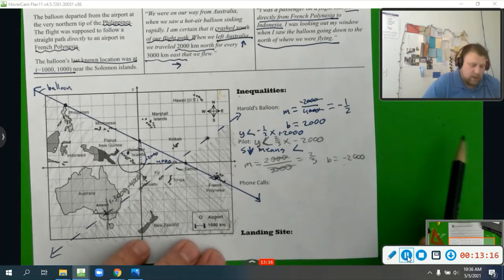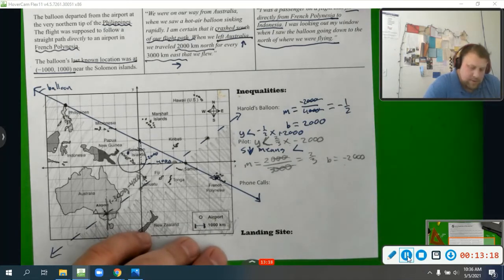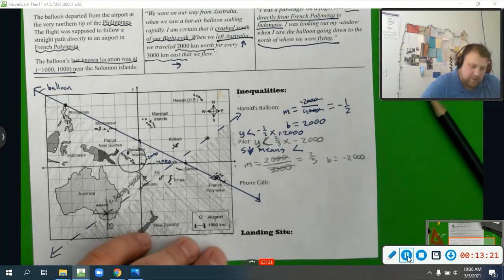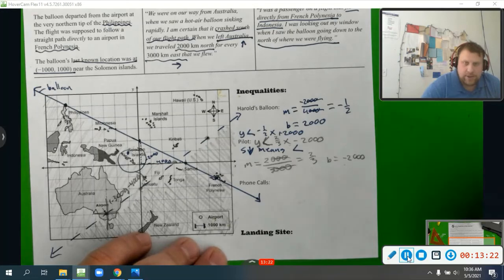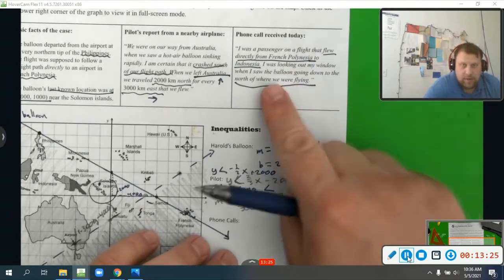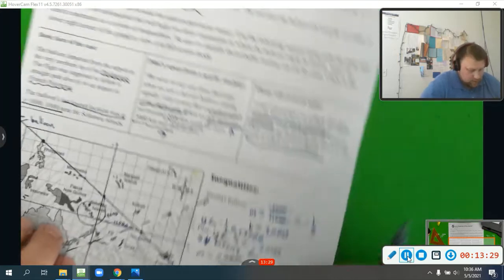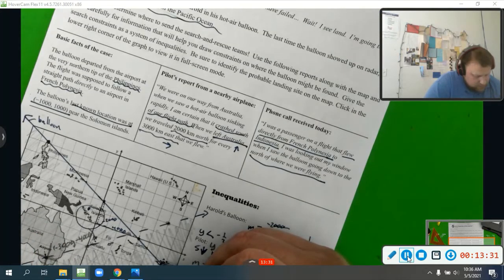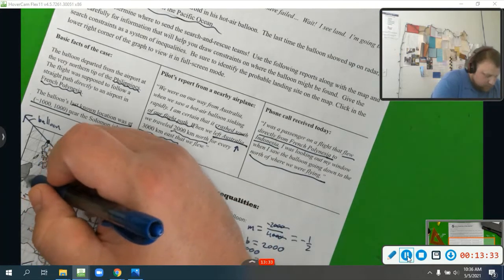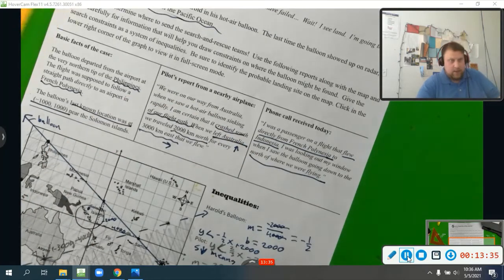We have one more line to draw from a phone call. I was a passenger on a flight that flew directly from French Polynesia to Indonesia. Well, that sounds important, right? French Polynesia to Indonesia. So let's go ahead and connect those. We've got French Polynesia here already. Where's Indonesia? Indonesia's over here. Okay?